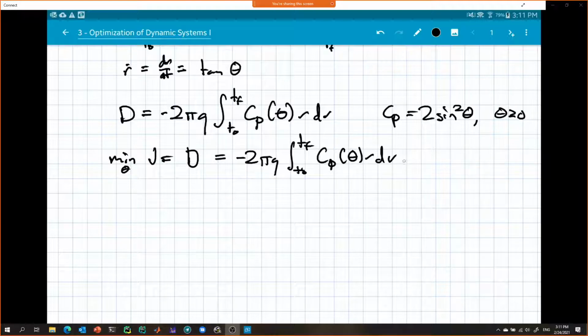So this is equivalent to, these are constants, where Q is dynamic pressure, so this is equivalent to minimizing J is equal to 2 sine squared theta times R.